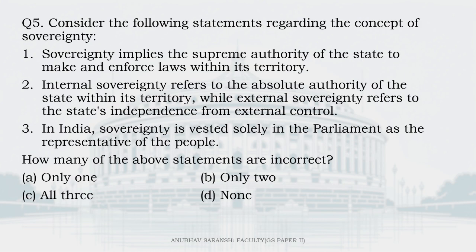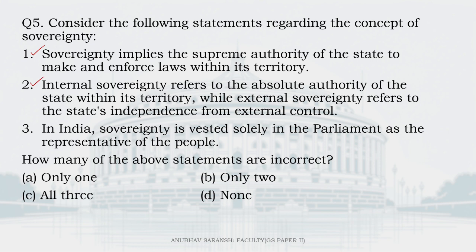And the last question for today. Consider the following statements regarding the concept of sovereignty. Sovereignty implies the supreme authority of the state to make and enforce laws within its territory. Absolutely correct. That's the meaning of sovereignty. Number 1 is correct. Number 2. Internal sovereignty refers to the absolute authority of the state within its territory, while external sovereignty refers to the state's independence from external control. Again, this is the exact definition. Perfectly explained statement is correct.